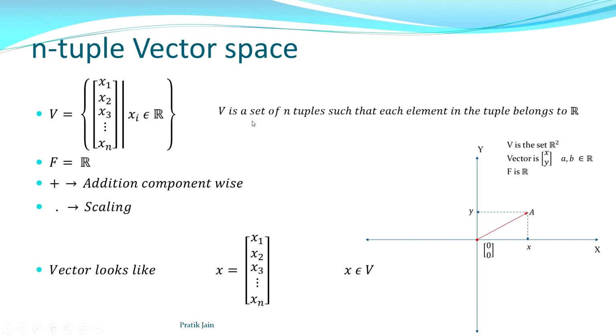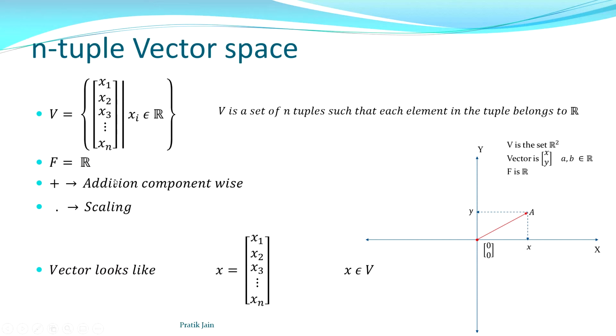Let us see the most intuitive example, the n-tuple vector space. Here you just have n numbers where each of these numbers belongs to R. So V is a set of n-tuples such that each element in the tuple belongs to R. So x1 is a real number, it comes from the set of reals. Similarly, x2 is a real number, and so on. Like this, you get an n-tuple. Our notion of vectors is actually this. So this is an n-tuple, and over here the field is the real numbers.